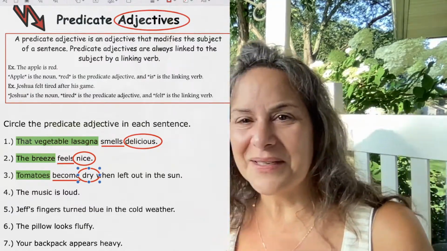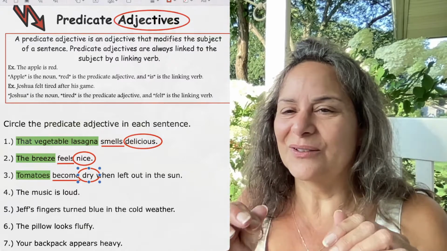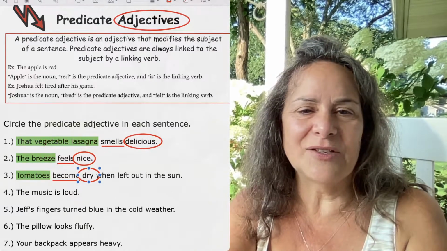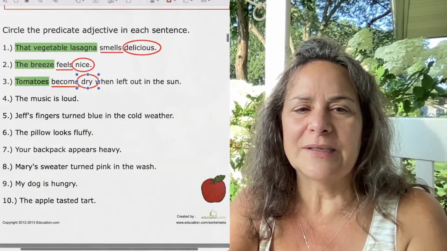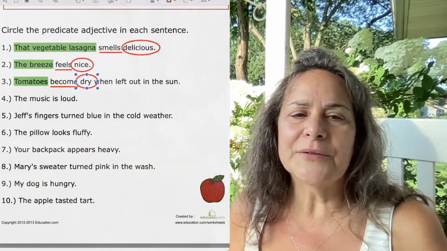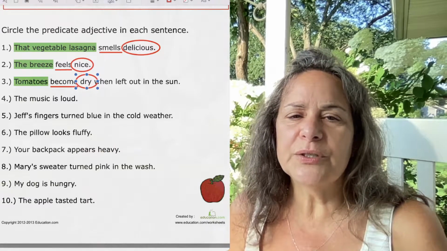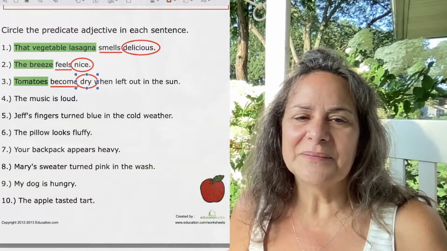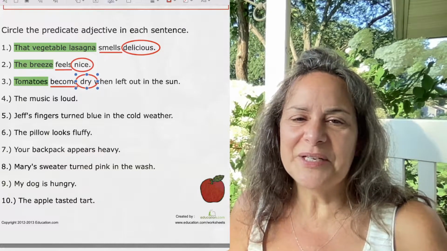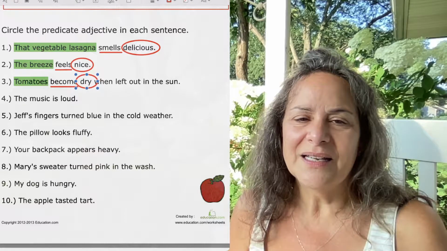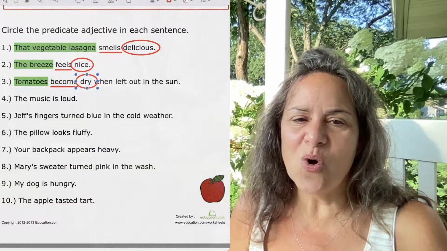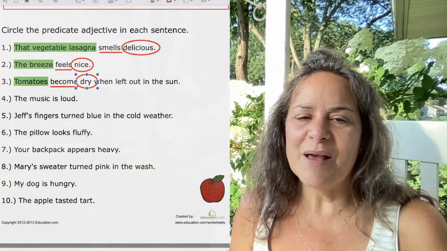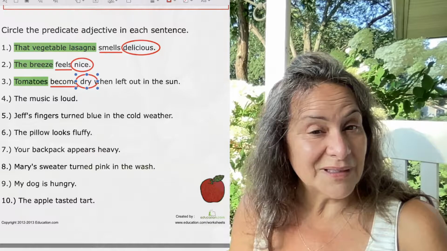Where are we? Our time is up. Great job. Just a really, really great job on this. Let's look at the next page. I'll show you the rest of the sentences. The music is loud. Jeff's fingers turn blue in the cold weather. The pillow looks fluffy. Your backpack appears heavy. Mary's sweater turned pink in the wash. My dog is hungry. The apple tasted how? Tart.